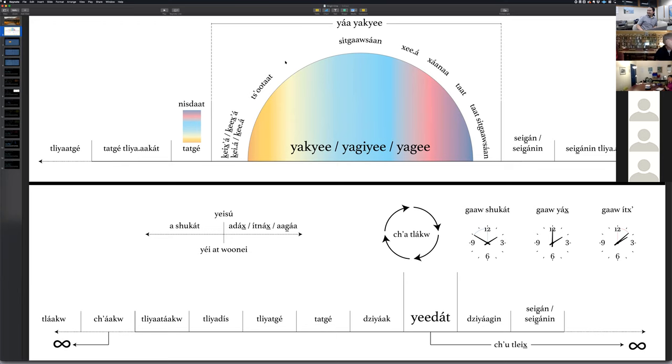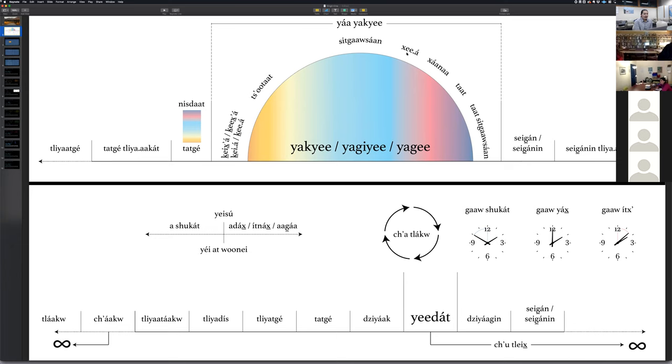So qi'a is the dawn. You see the qi part is there, referring to the daybreak. And then you get into morning, Tsutat. Midday, Sitgausan. And if you're in Dakha, Sitgamsan. And then when the sun is setting, so dusk, Khi'a.